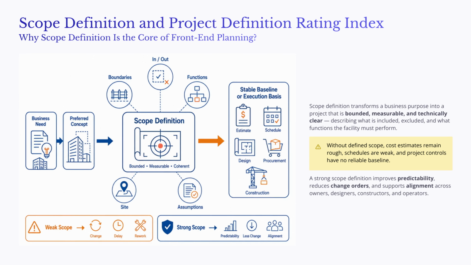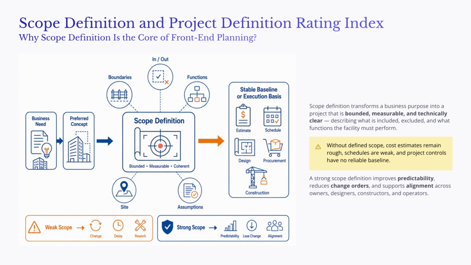In this section, we will focus on one of the most important parts of front-end planning, scope definition. After an owner identifies a business need and selects a preferred project concept, the next challenge is to translate that intent into a project that can actually be estimated, scheduled, designed, procured, and built. That is the purpose of scope definition.